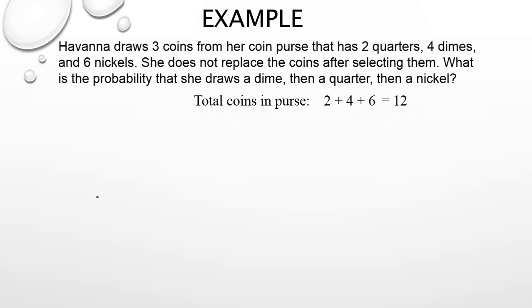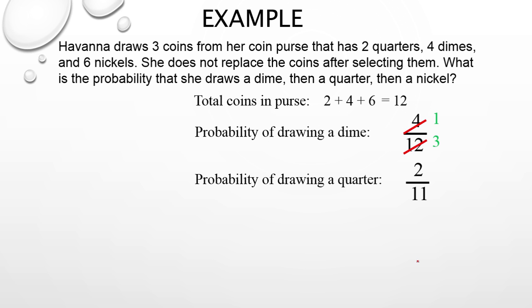Alright, so total coins in the purse. She has 2 quarters, 4 dimes, and 6 nickels. That means 12 in total. So that should be our first denominator. So the probability of drawing a dime, there are 4 dimes in total, so that goes in the numerator. The denominator is how many total possible outcomes, which is 12. Let's simplify that really quick, and we get 1 over 3.